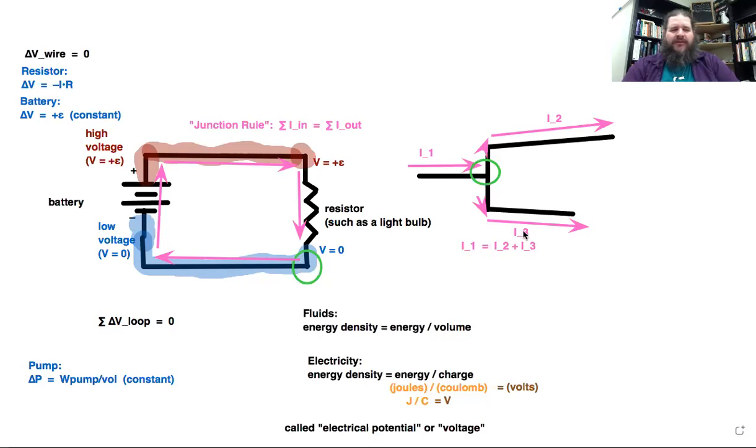If you know everything about the circuit, except for maybe there's a couple of currents you don't know, and you don't have enough information, the junction rule can often be used to get one more equation to get a system of equations that you can solve.